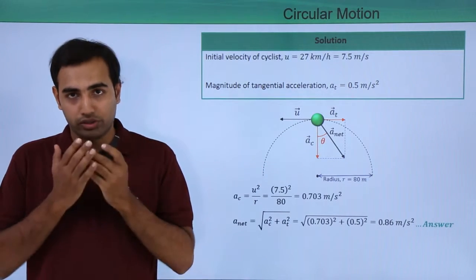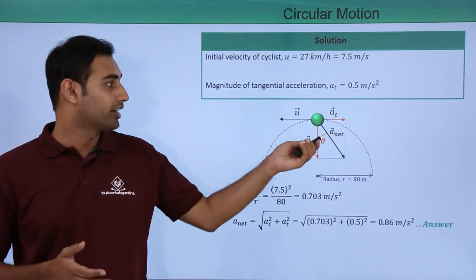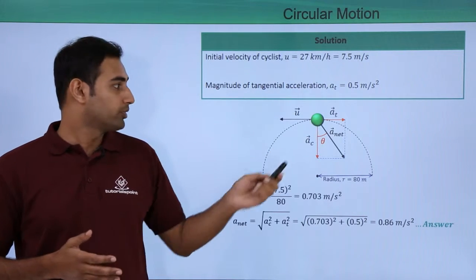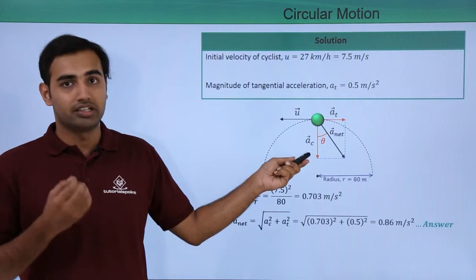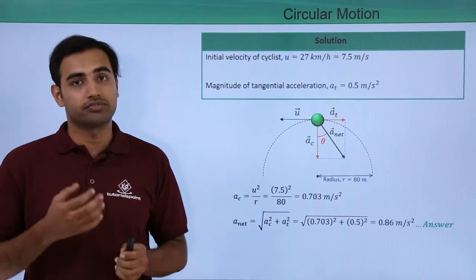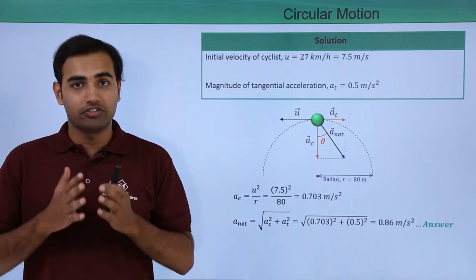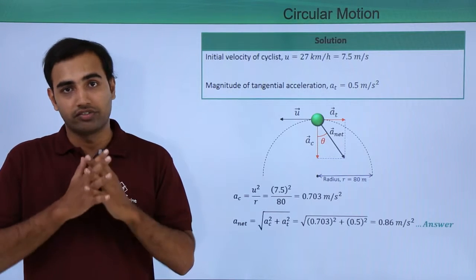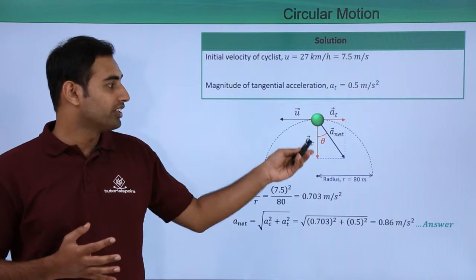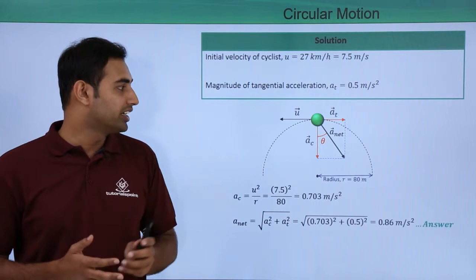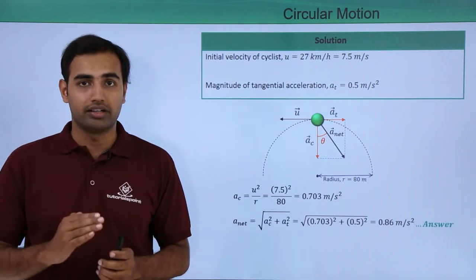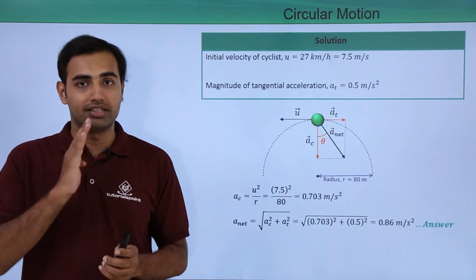Now the problem has also asked us to identify the direction of net acceleration. Now from this figure, I know the direction of centripetal acceleration and tangential acceleration for sure. So if I identify the value of angle theta, I can find the direction of net acceleration also. So now in this triangle, you can clearly see cos of theta can be written as AC upon A net, and I know the magnitudes of both AC and A net.